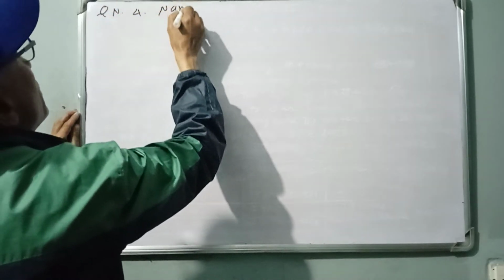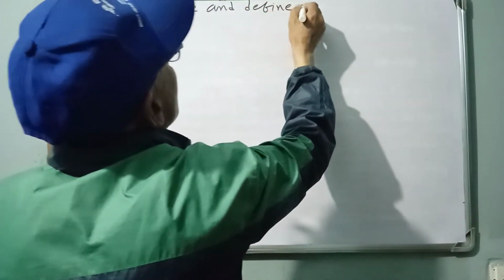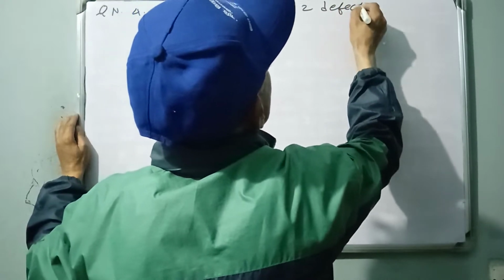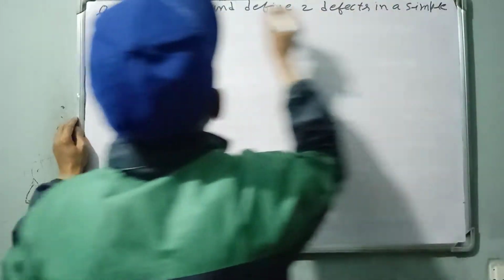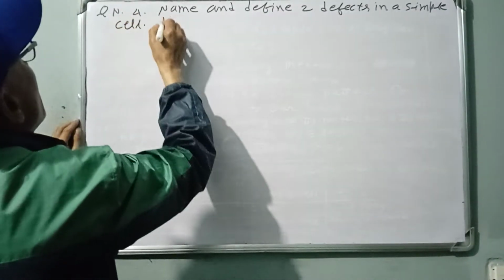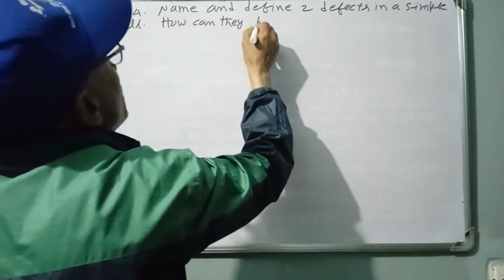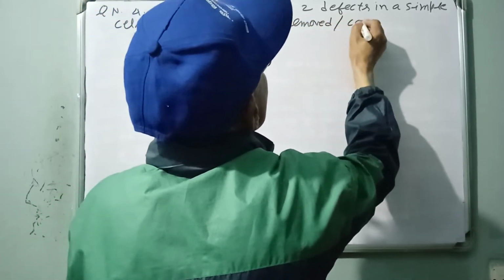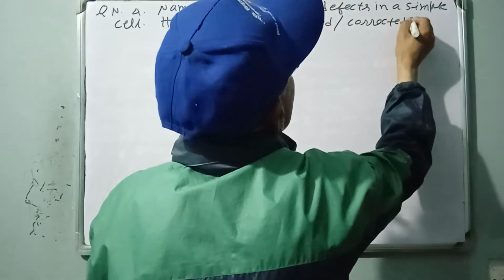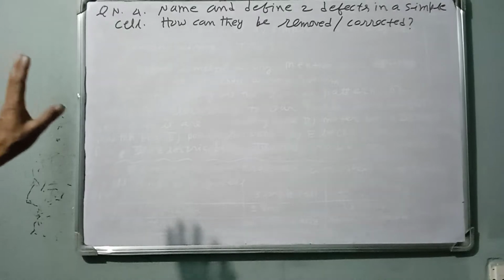Question number 4. Name and define two defects in a simple cell. How can they be removed or corrected? In a simple cell, there are two defects, two weaknesses.